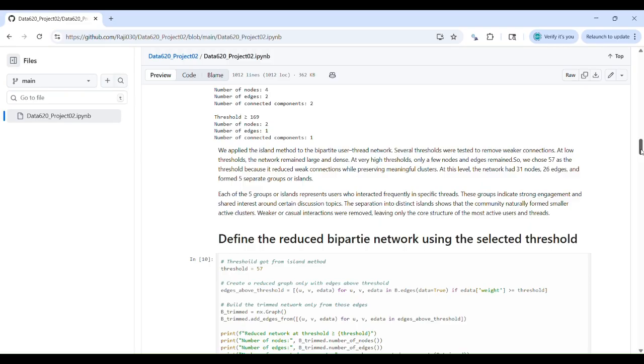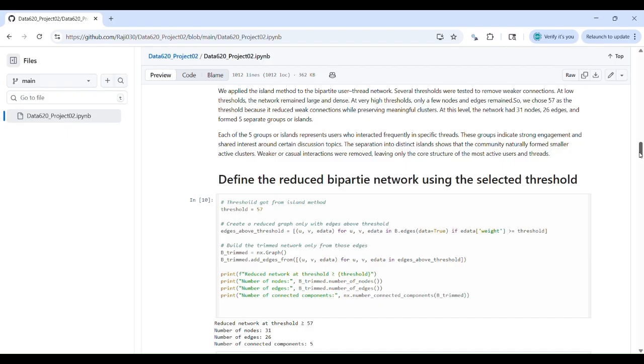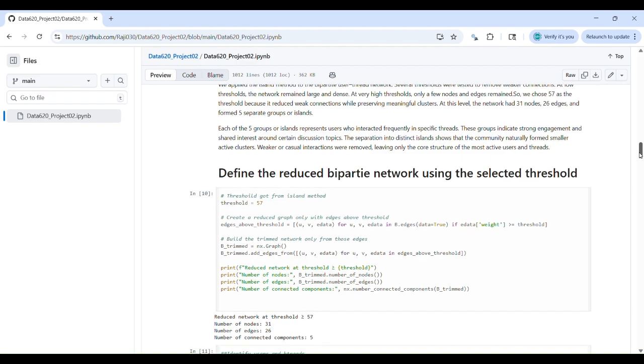groups or islands. Each of the 5 groups or islands represents users who interacted frequently in specific threads, and these groups indicate strong engagement and shared interest around certain discussion topics. The separation into distinct islands shows that the community naturally formed smaller active clusters. Weaker or casual interactions were removed, leaving only the core structure of the most active users and threads.